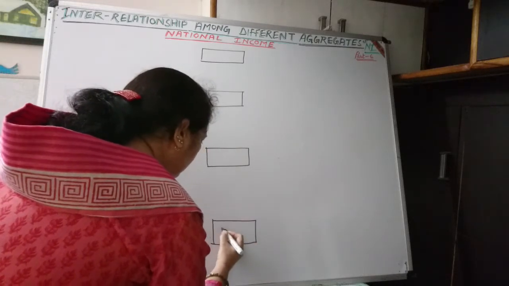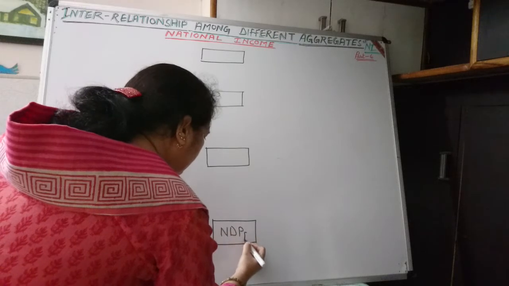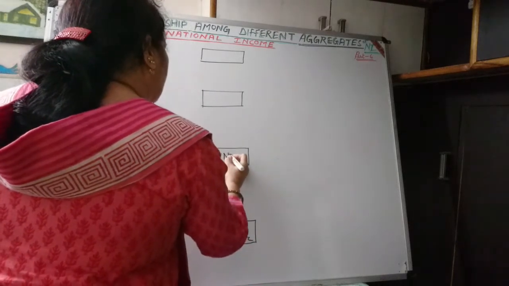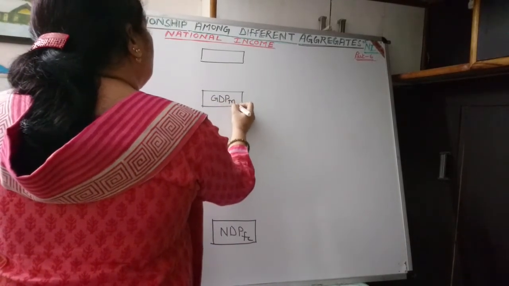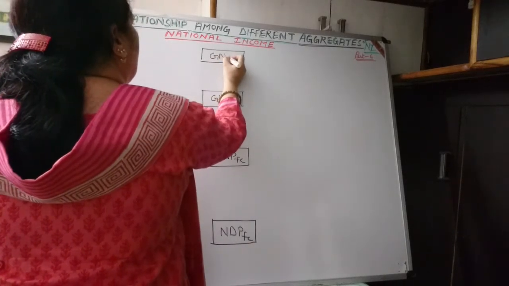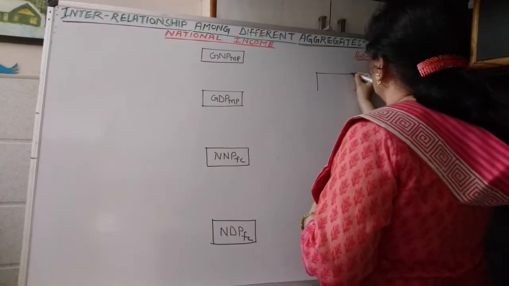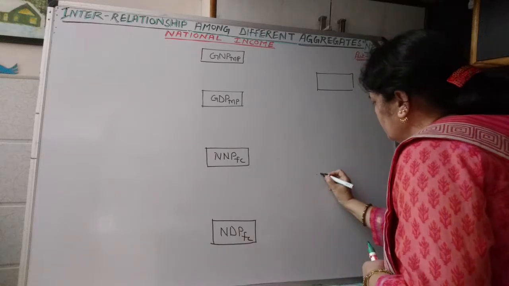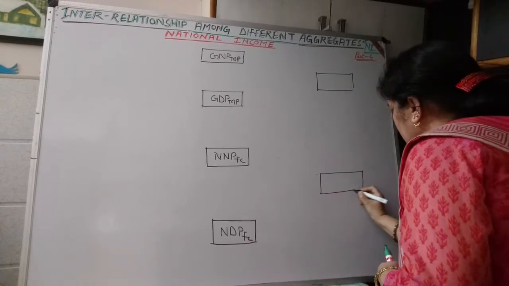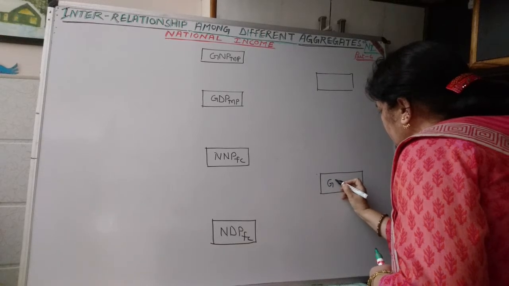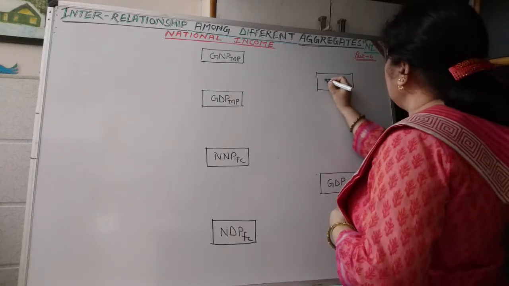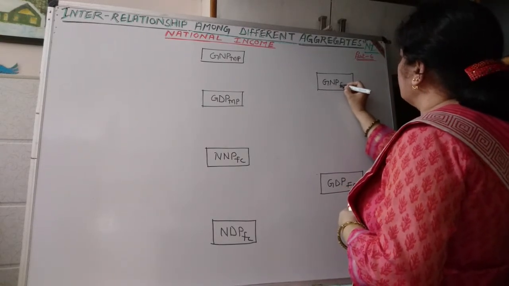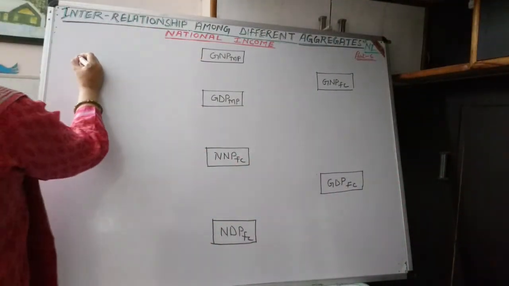Number 1, I am writing down NDP at FC, NNP at FC, GDP at MP, GNP at MP. Here, two aggregates are here: GDP at FC and GNP at FC. Two aggregates towards this side.